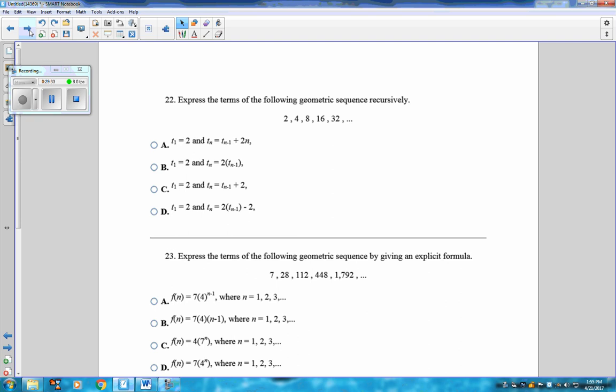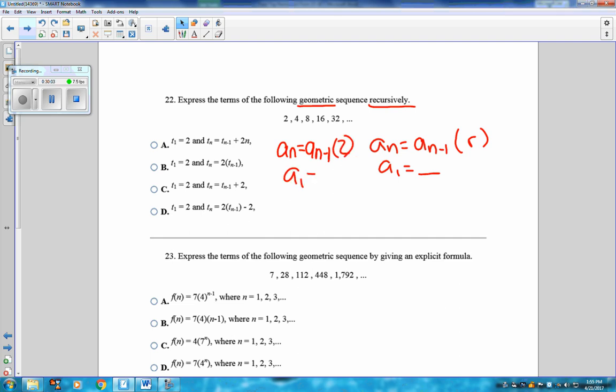22. Express the terms in the following geometric sequence recursively. So this one is where we're going to use the form a sub n is equal to a sub n minus 1 times my common ratio, and we have to list what a sub 1 is. So a sub n is equal to a sub n minus 1 times my common ratio, which is 4 divided by 2, which is 2, and my first term is 2. So my answer is going to be B.